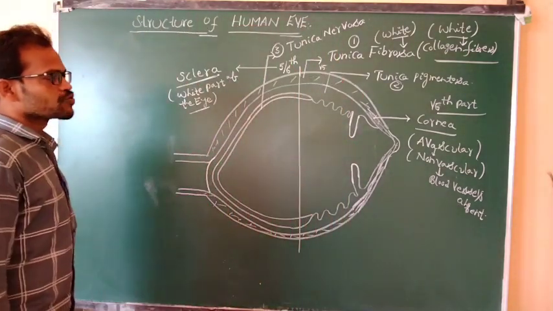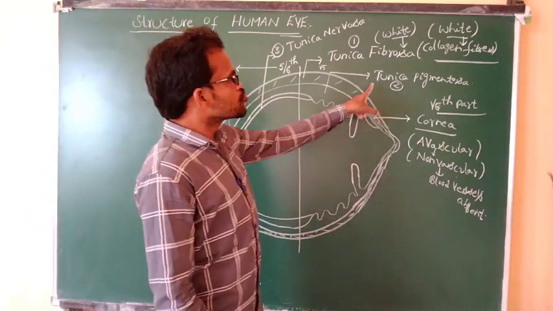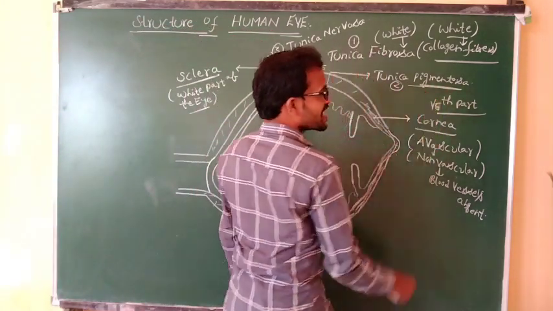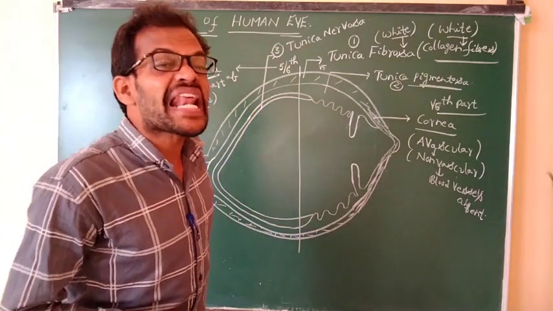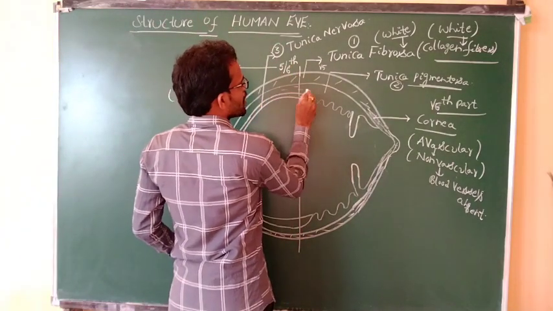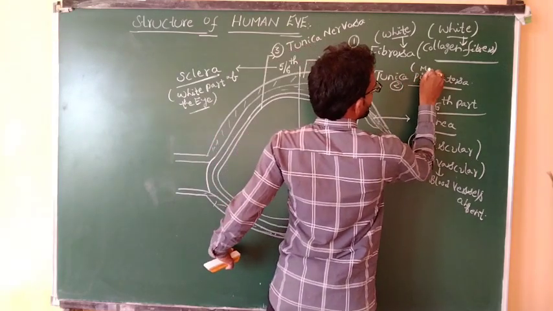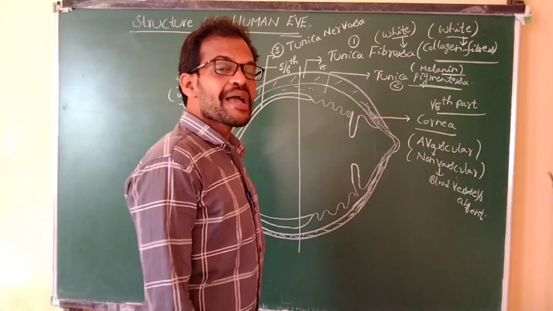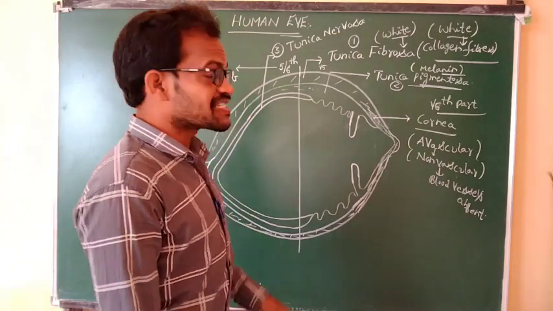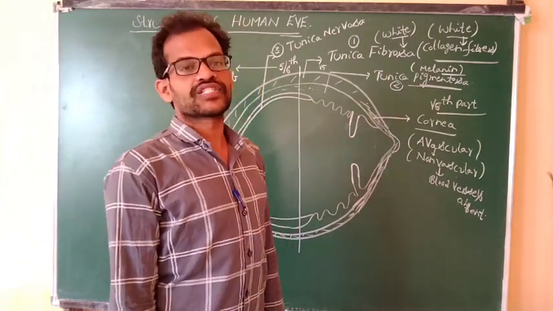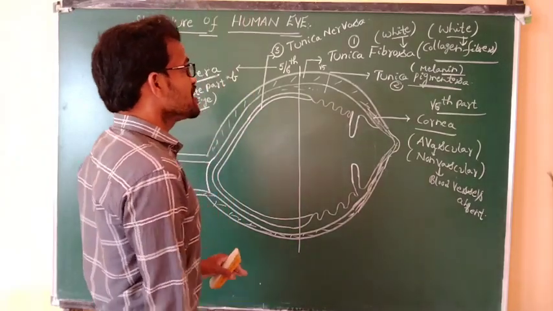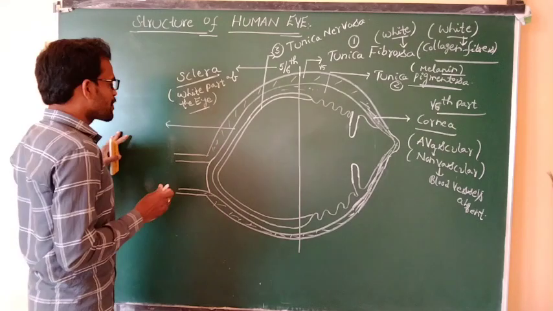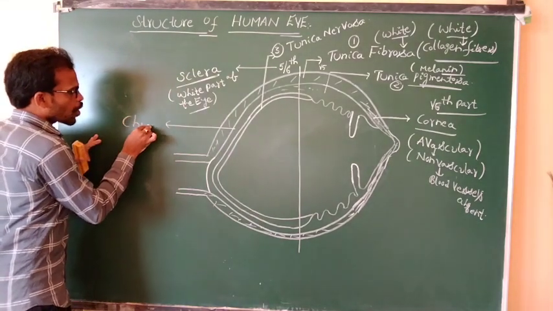Coming to the second part, it is known as the tunica pigmentosa. Pigmentosa means it consists of pigments, here melanin pigment. What is the pigment? Melanin pigment, which is black in color. It also consists of blood vessels. This tunica pigmentosa is also known as the choroid layer.